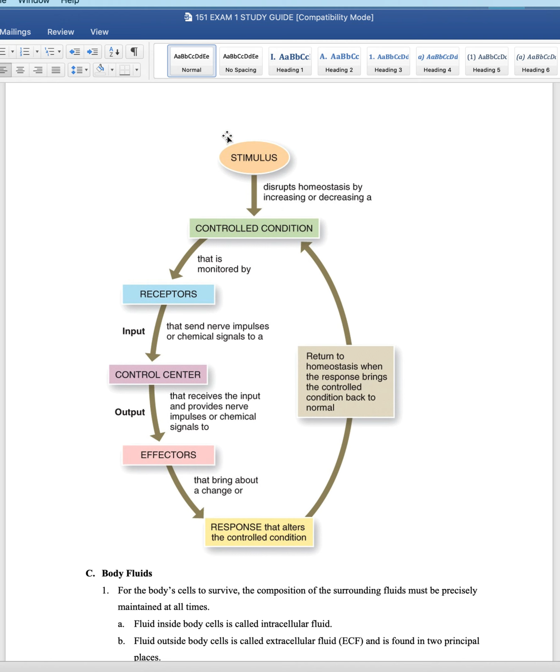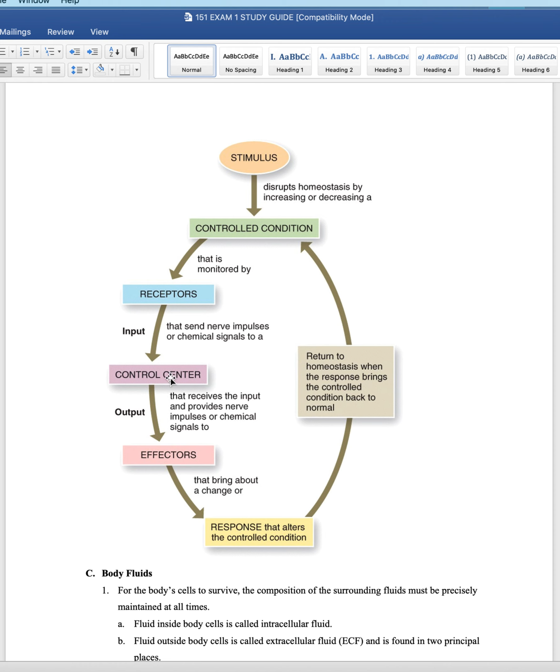Basically, what happens is you have some sort of external stimulus that disrupts homeostasis by changing, increasing, or decreasing whatever this controlled condition is. All the controlled conditions in your body are monitored by specialty receptors. Chemical receptors monitor your chemical balance. Tactile receptors measure touch, right? Stretch receptors measure stretch. Baroreceptors measure blood pressure. Lots of different receptors in your body measure a lot of different controlled conditions. And when those change or go haywire, the receptors send information to the control center.